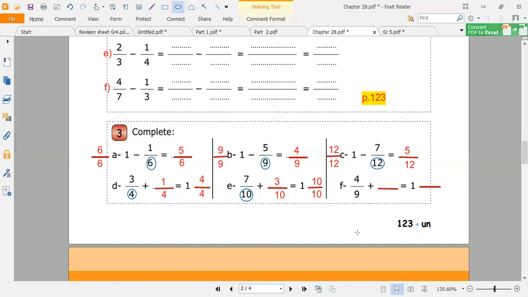4/9 plus a fraction equals 1. The total is 9. So the 1 equals 9/9. The denominator remains the same, and 4 plus what equals 9? 4 plus 5.